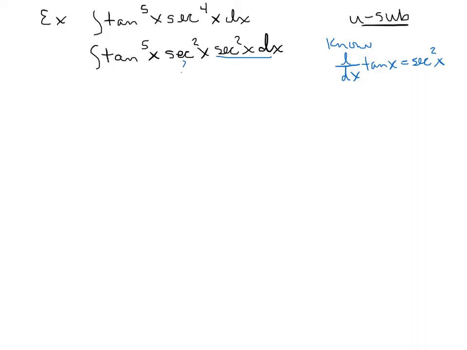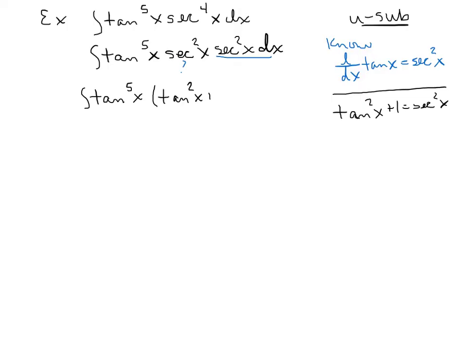Okay, so now the question is that secant squared, can I get that in terms of tangent? Now we have to go back to those other formulas, and if you look back to the beginning, we said that tangent squared plus 1 is equal to secant squared. All right, so I can make that substitution in there. So tangent to the fifth, that stays as is. Secant squared, we know that is tangent squared plus 1. And then I'm going to leave that secant squared.